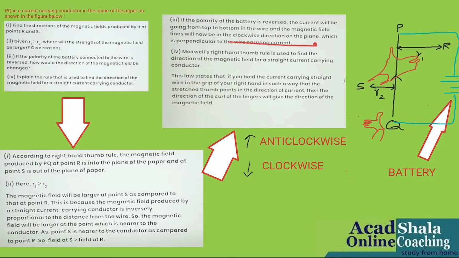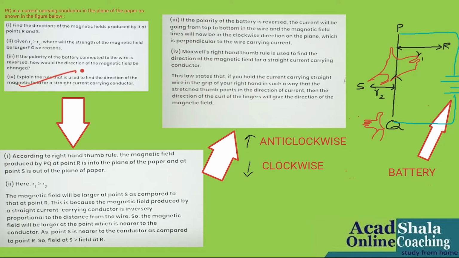This is what is written over here, children. If the polarity of the battery is reversed, the current will be going from top to bottom in the wire and the magnetic field lines will now be in a clockwise direction on the plane perpendicular to the wire carrying current. So always start connecting the concepts with each other. And of course, when you connect the concepts, children, the answers are in your hand, and you can grab the marks in your exam, and that too in full.